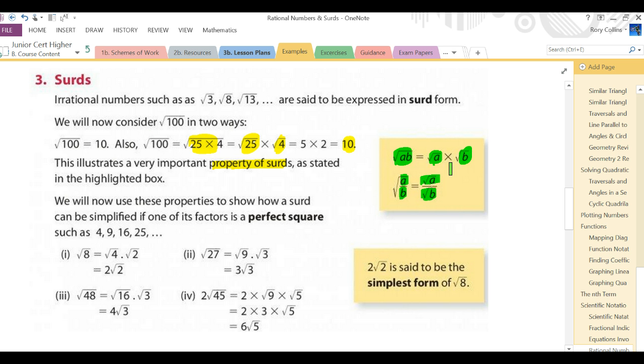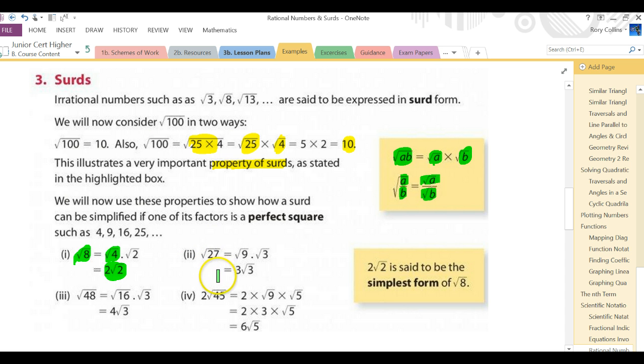Okay, we will now use these properties to show how a surd can be simplified if one of its factors is a perfect square, such as 4, 9, 16, 25. If we look at the square root of 8, one of its factors, root 4, is a perfect square. Square root of 8 can be written as root 4 by root 2, and we know square root of 4 is 2, so square root of 8 in its simplest form is 2 root 2.